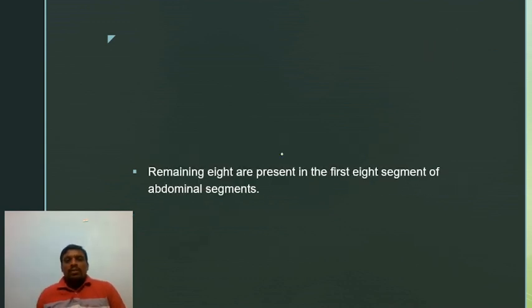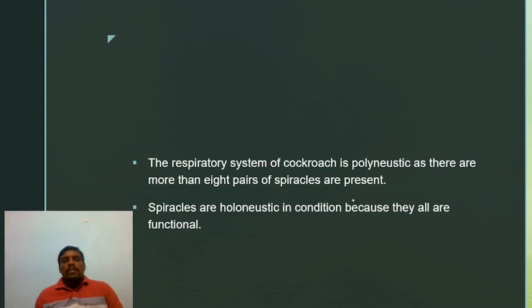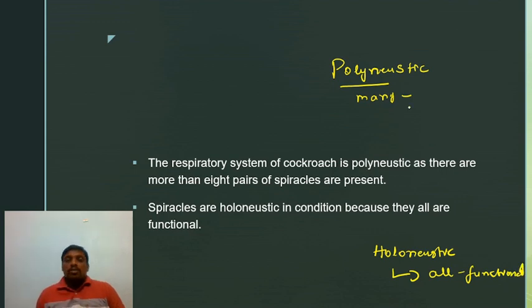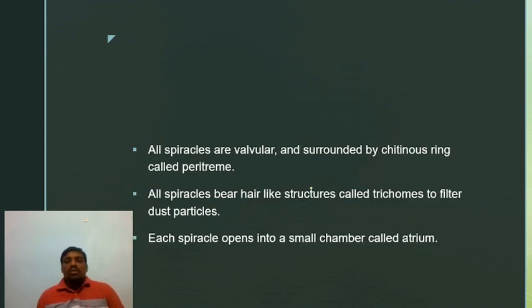Now, apart from this, the respiratory system of a cockroach is polynucleic in condition. What do you mean by polynucleic? Poly means many. Many spiracles are present in the respiratory system of a cockroach, hence it is called polynucleic. At the same time, it is holonuclear in condition. What do you mean by holonuclear? Holonuclear condition is nothing but all spiracles are functional. Hence, such a respiratory system is called a holonuclear condition.